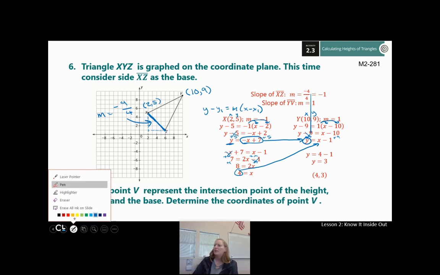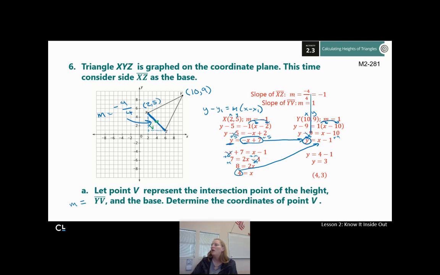So this means, I'm going to use another color here. This means that point V is at 4, 3. So it's right there. Boom, boom. There's my height. Oh, yeah.